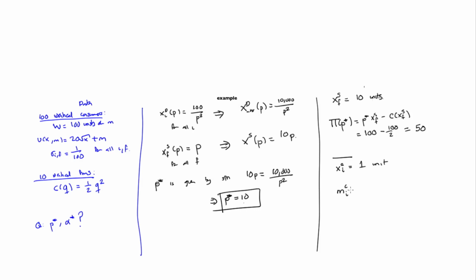What about of good M? Well, they consume their wealth, 100, minus the cost of buying the good that they buy, which is P star, 10 times 1 unit, plus the profits that they get. There are 10 firms that make $500 in total in profits, and everybody owns 1% of that, so this is plus 5. So that means that the total consumption of good M is $95. And that's it.